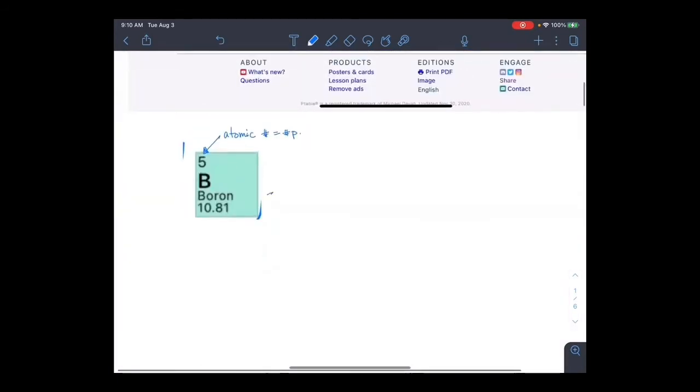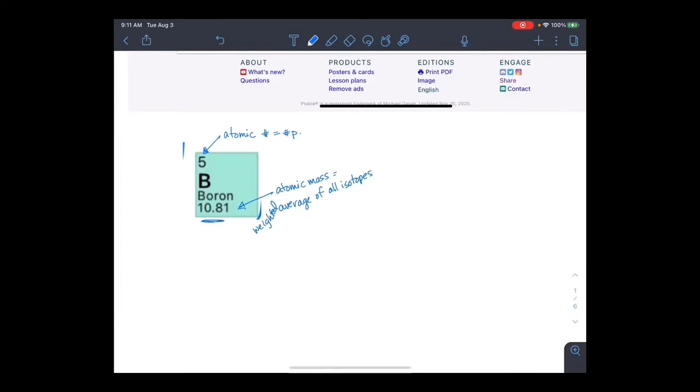If I look down here, and again, this is usually at the bottom of that symbol, this is not the mass number. This is the atomic mass, and it is an average of all the isotopes. Not only an average, but a weighted average. Some isotopes of boron are much more common than others, so all the various isotopes are weighted by their natural abundance, and that is the weighted average of all the isotopes of boron.